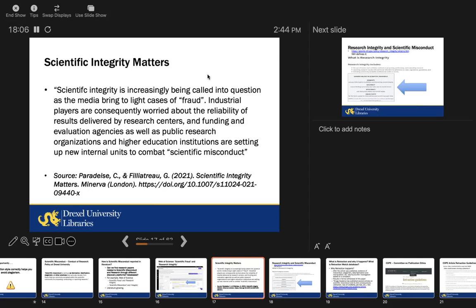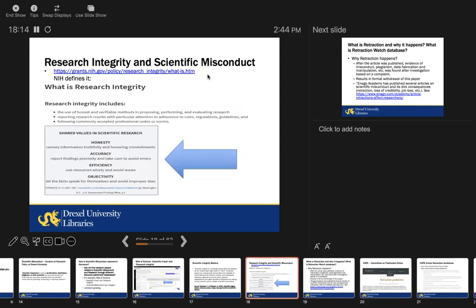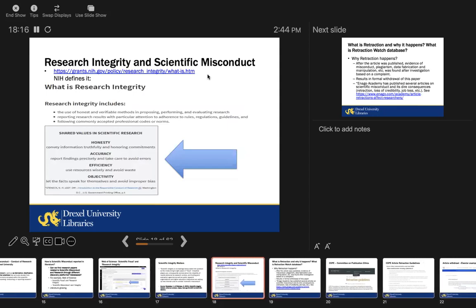And that is also not good. That should not happen. So these kind of things we want to educate you about. Be careful. Let's go to the next slide. And research integrity and scientific misconduct. This is from the National Institutes of Health website. Honesty, accuracy, efficiency, objectivity are shared values in scientific research, and they must be maintained.